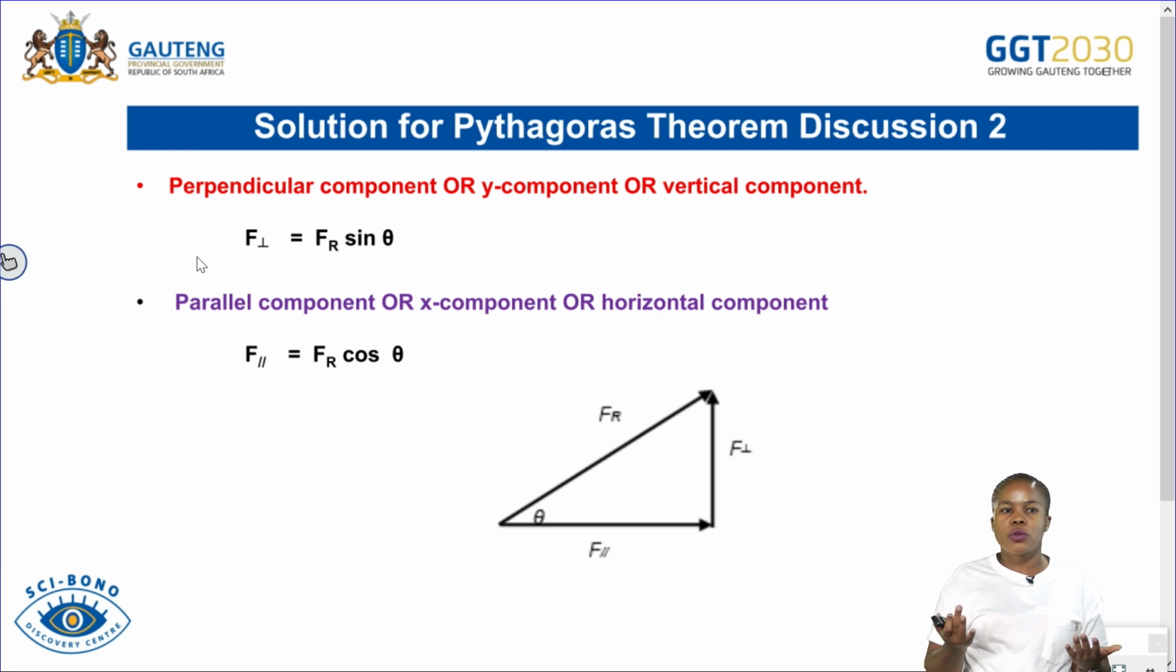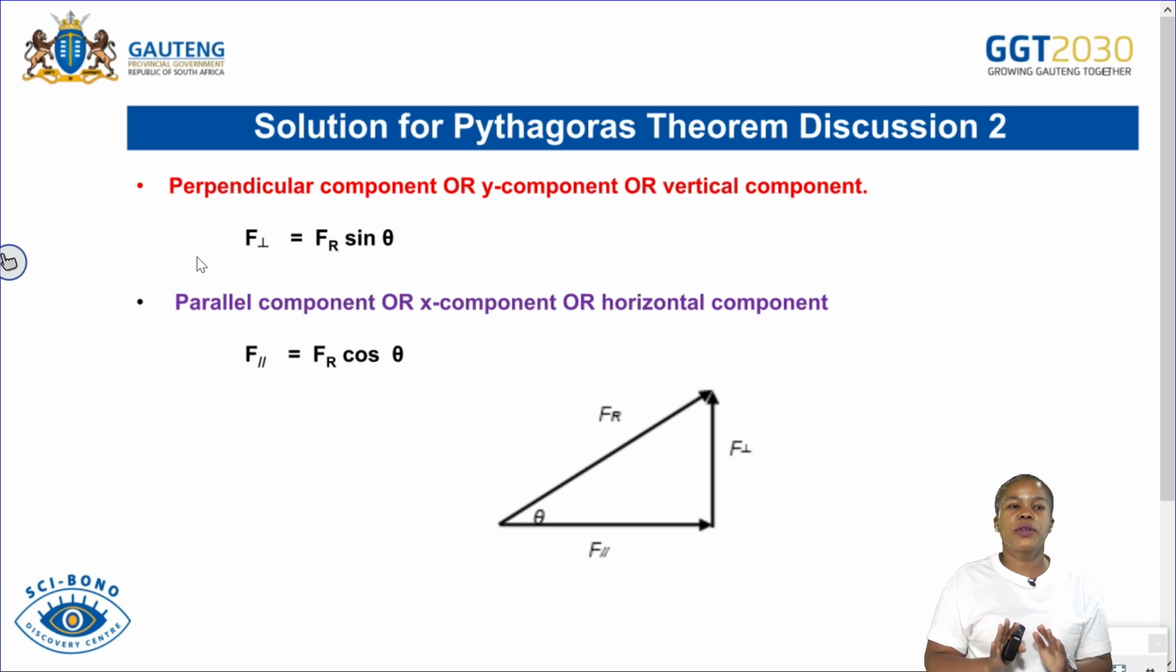Now the solution on how to use this. The perpendicular component, or the y component, or the vertical component, depending on what you are calling it, is one and the same thing. We're talking about the y component. We call it F perpendicular. Why are we saying F perpendicular? It is a force that is perpendicular to the horizontal. It is equal to the original force, Fr, times sine of theta.